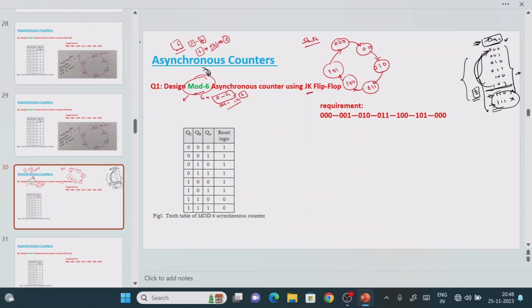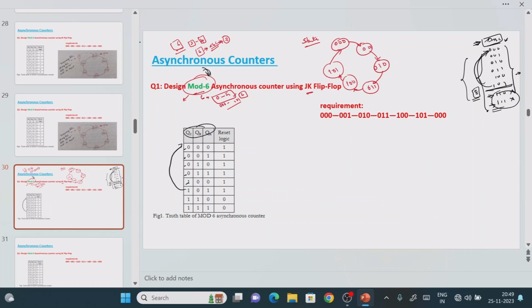MOD-6 means 1 2 3 4 5 6, right? So this is what we require, and this we don't require, right? Now what we have to do is, if we take 3-bit information, obviously you will get 8 counts, but we require only 6 counts. If you observe this table, which one should we terminate? Once the count reaches 101, it should return back to the initial position.